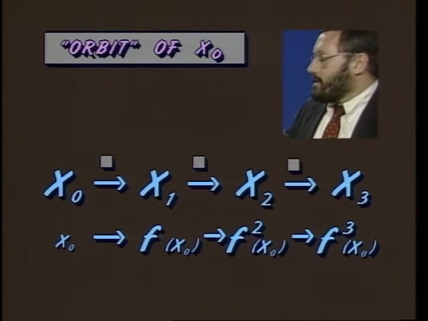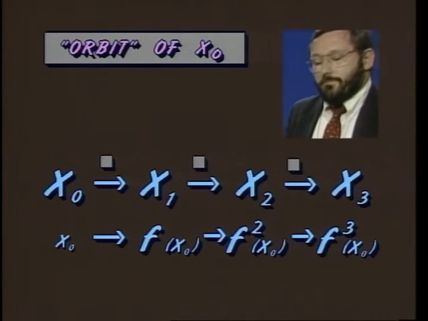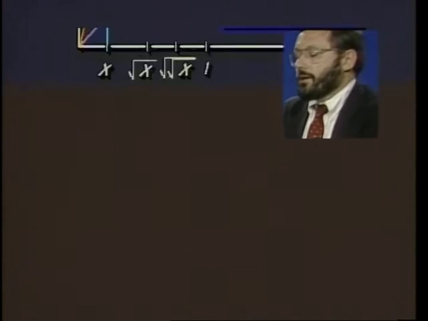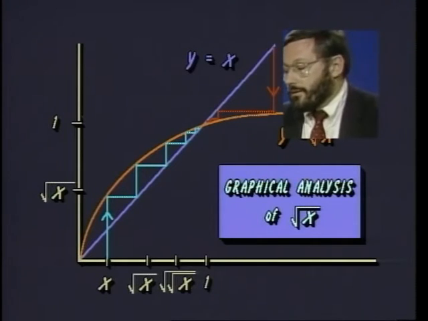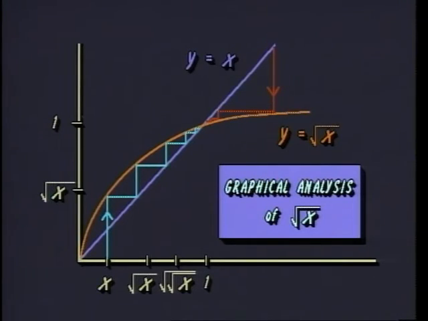Well, now let me interject some mathematics into all of this. Let me show you how you can predict the fate of simple orbits, of simple dynamical systems, by a procedure I call graphical analysis. For example, consider the square root function. I've drawn here the graph of the square root of x, and I've superimposed on this graph the diagonal line, the line y equals x. How do I use this setup to predict the fate of orbits of the square root of x? It's easy. Suppose I start with a number x and ask for its orbit.